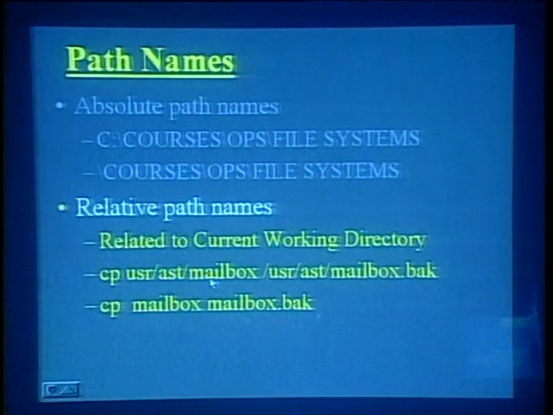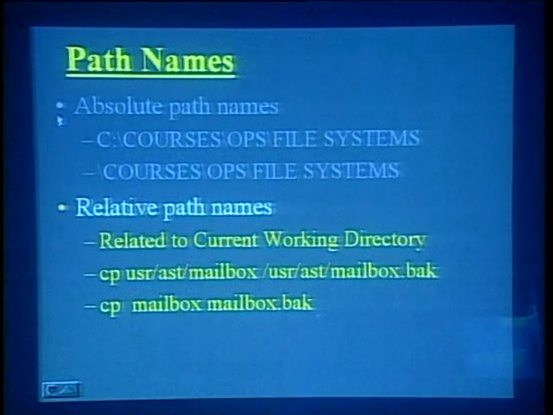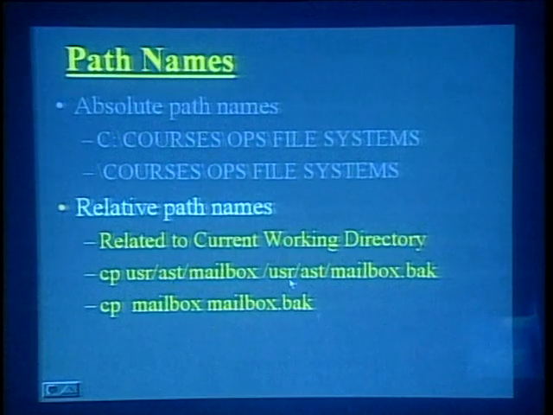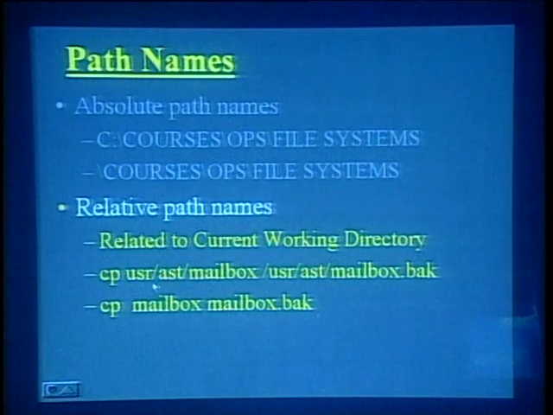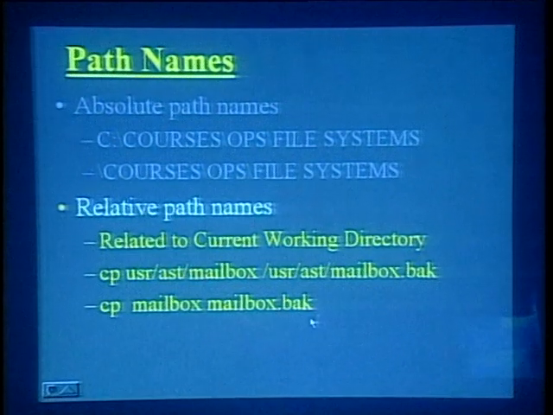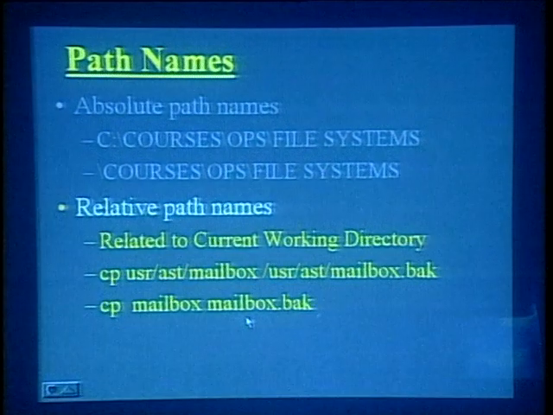In the absolute path, if you want to copy this mailbox file and you want to make a backup of that, you will give cp, usr, AST, mailbox, and you will give the absolute complete path. However, if your current working directory is /USR/AST, then you can use the command cp mailbox mailbox.back. It means you do not have to give the complete path in order to perform a file operation. While you are in the current directory, you can do it with a simple command.